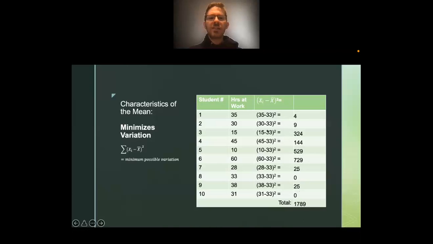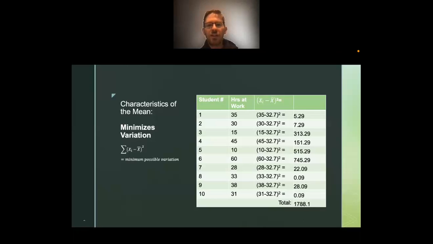This is an example of me using the median instead of the mean. But here the sum of variations is slightly larger. So here it's 1788. But when I switch all these calculations with the median, 33, it grows a little bit, right? 33 isn't too much bigger than 32.7. That's why it's not much of a difference. But it is larger. And so this whole process of minimizing variation is called the least squares principle.